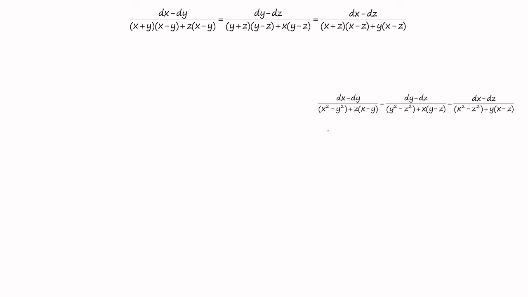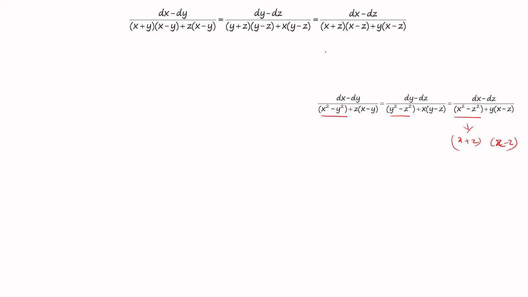simplify further. You can replace x squared minus y squared using the a squared minus b squared formula, a plus b into a minus b: x plus y into x minus y, plus z into x minus y. This will be equal to dy minus dz by y squared minus z squared, which can be written as y plus z into y minus z, plus x into y minus z. That will be equal to dx minus dz by x squared minus z squared, which can be written as x plus z into x minus z plus y into x minus z. That is the x plus z into x minus z formula you are writing. Okay.